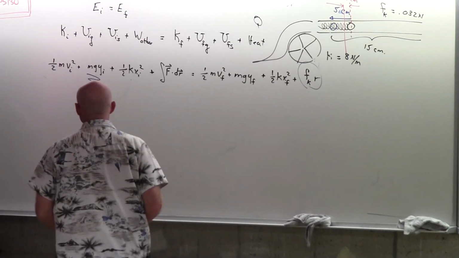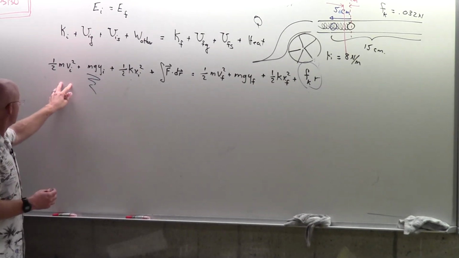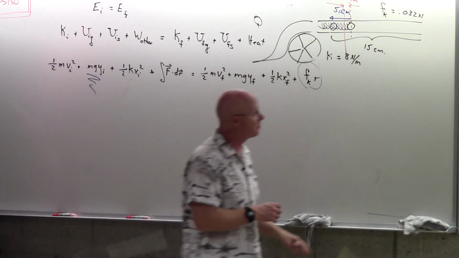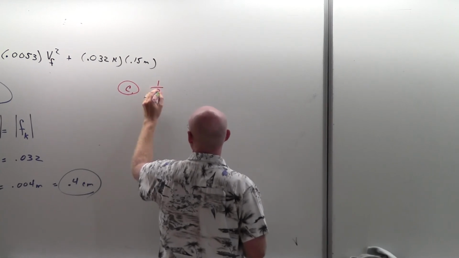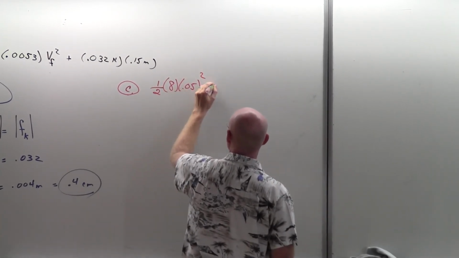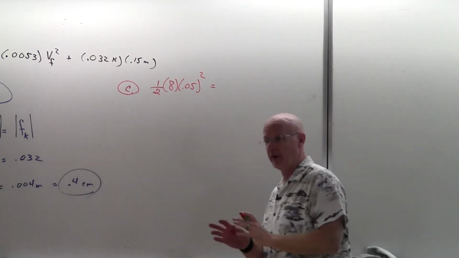So let's start again here. I would say it starts at rest. There is no gravitational potential energy, but there is energy stored in the spring. So just like we did in A, I'm going to write 1/2 times 8 times 0.05 squared. That's the same. Nothing different there.